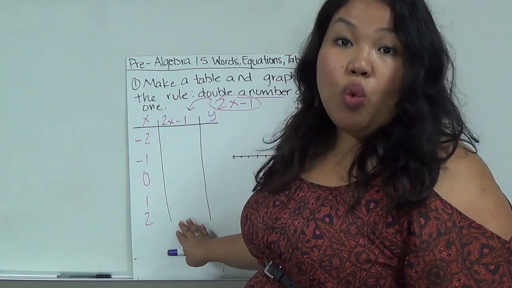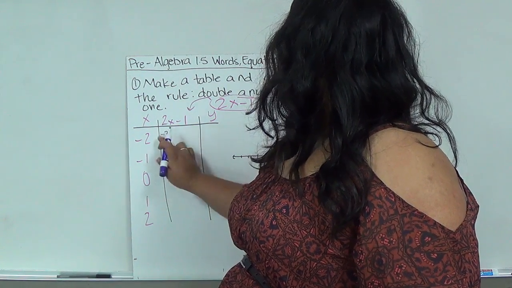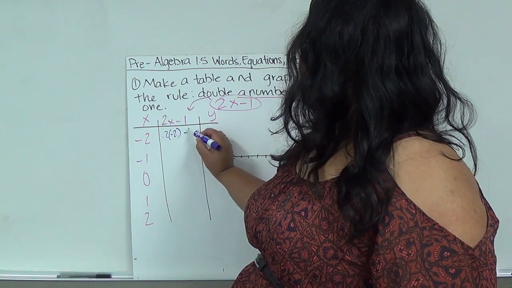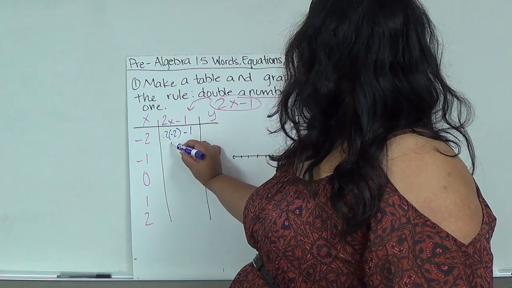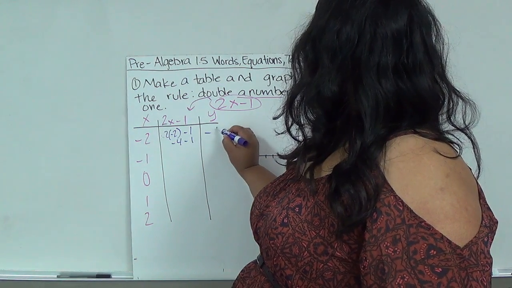And I just plug it in. The middle is my work, okay? So I go -2: this is 2 times -2 on the inside. I'm going to replace x with -2, minus 1. This is 2 times -2, which is -4, minus 1, which makes my answer -5.